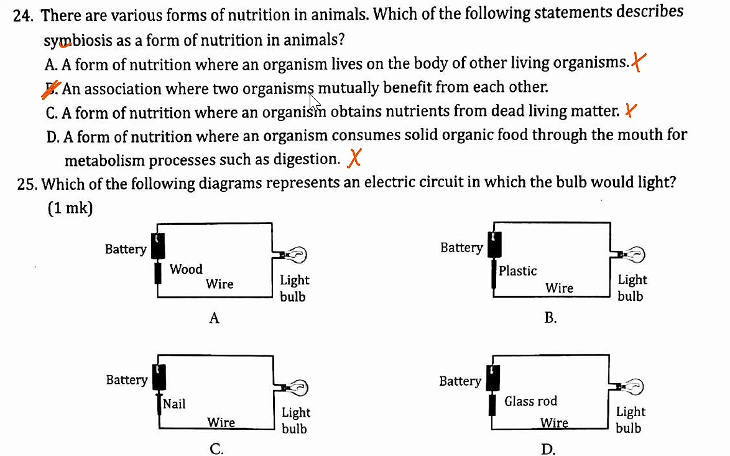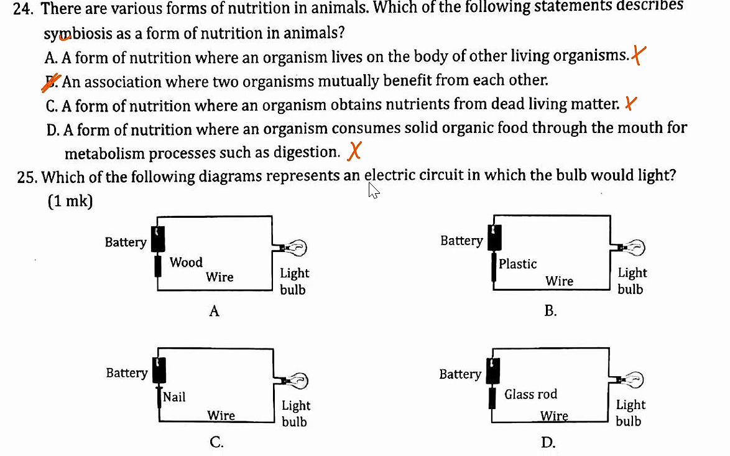It is an association where two organisms mutually benefit from each other. A good example is nitrogen fixing bacteria, that is a leguminous plant and the rhizobium bacteria. They mutually benefit from each other.